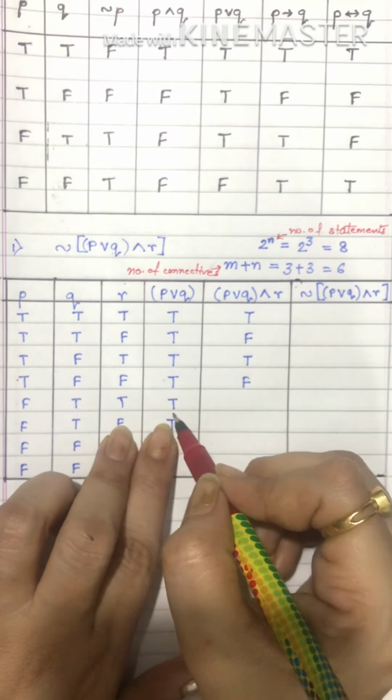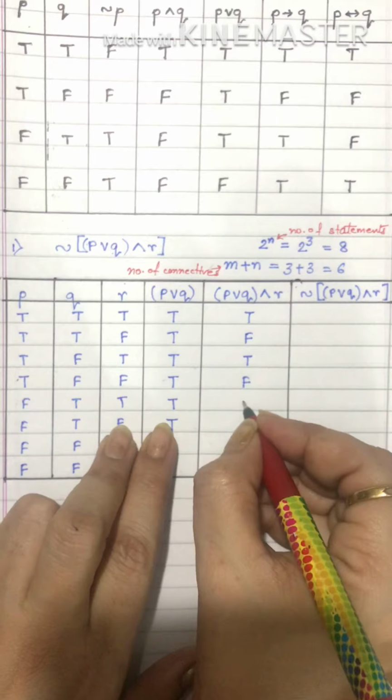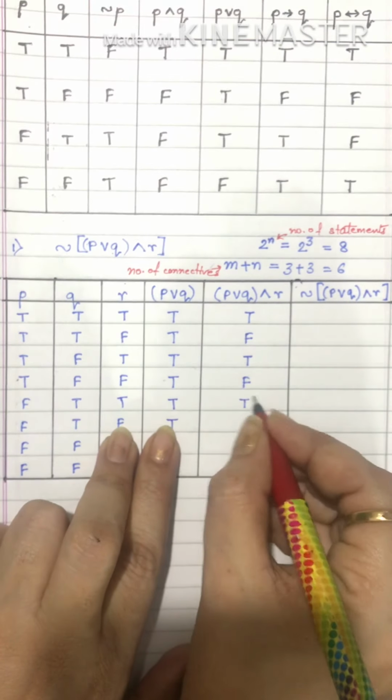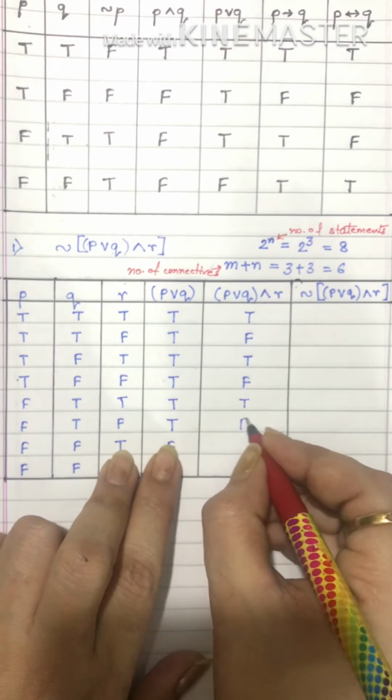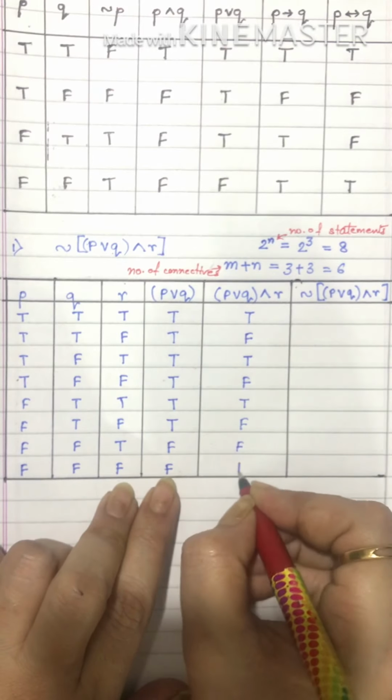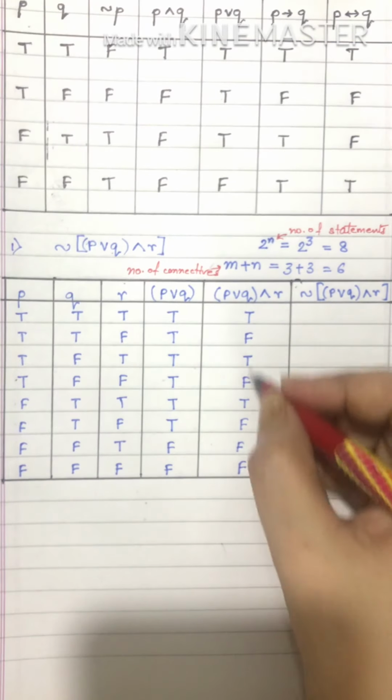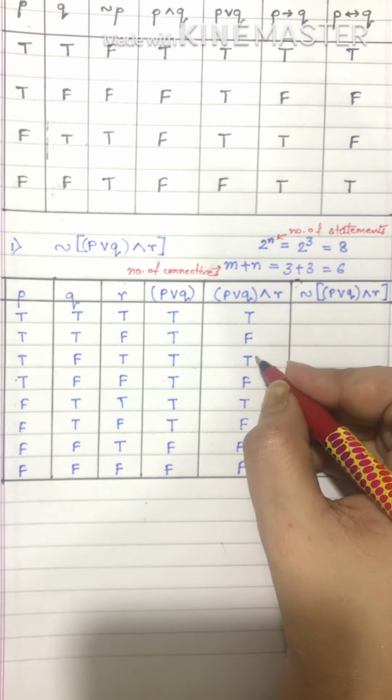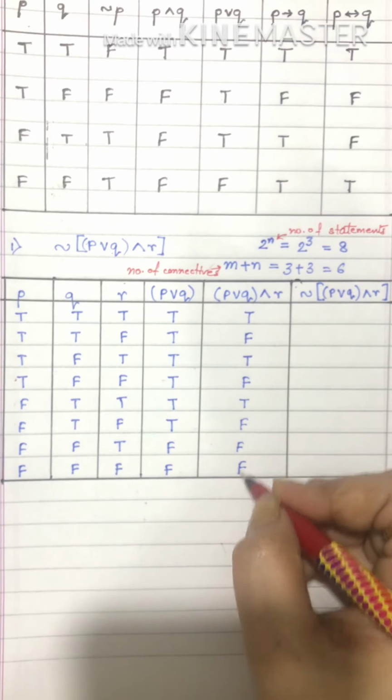T into T and T, that will give you T. 1 into 1, 1. So I got here T. Here F, F and F. I hope this is understood. Just check out once again. T, F, T and then triple F.